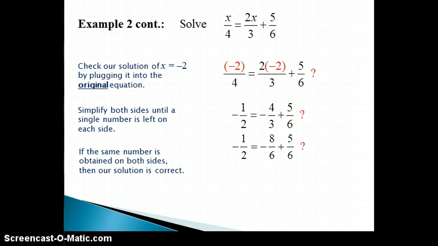To add the fractions on the right, we must find the common denominator, which is 6. And we rewrite the 4/3 as the equivalent fraction of 8/6. Now we can add the fractions, which gives us -3/6, since -8 plus 5 equals -3. And reducing this result, we obtain -1/2, which is the same number we have on the left side. Thus we can see that our proposed solution of x equals -2 is a true solution to the equation.